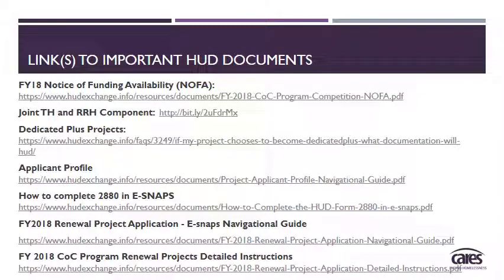Here are some links that will help you with filling out your project application in ESNAPS. One to pay particular attention to is the second to the bottom, which is the ESNAPS navigational guide. As noted before, this provides a screen-by-screen walkthrough of how to fill out your application. In addition, the last link here is to the Renewal Project's detailed instructions. This lists how you should be answering questions.